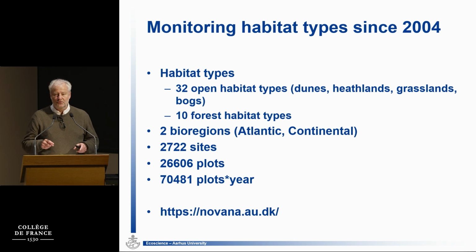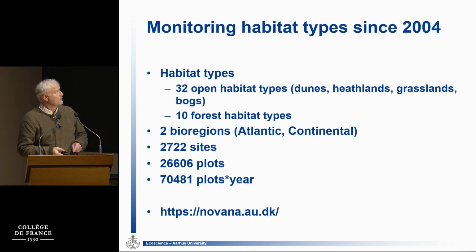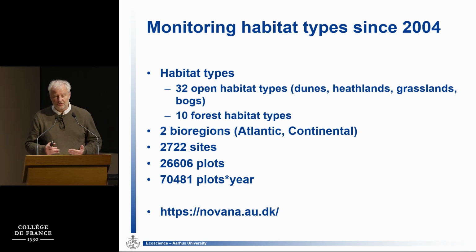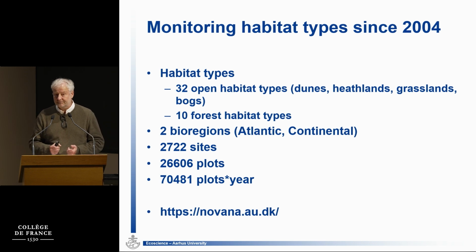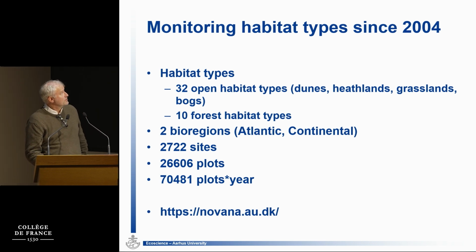So we had to go out to a known habitat, and we delimited the polygon. A polygon was supposed to be in a certain habitat type, but within the polygon there was a number of random plots, and these random plots were then assigned to a habitat at each survey. There were 32 open habitat types in dune, heathland, grasslands, and bogs, and 10 forest habitat types.